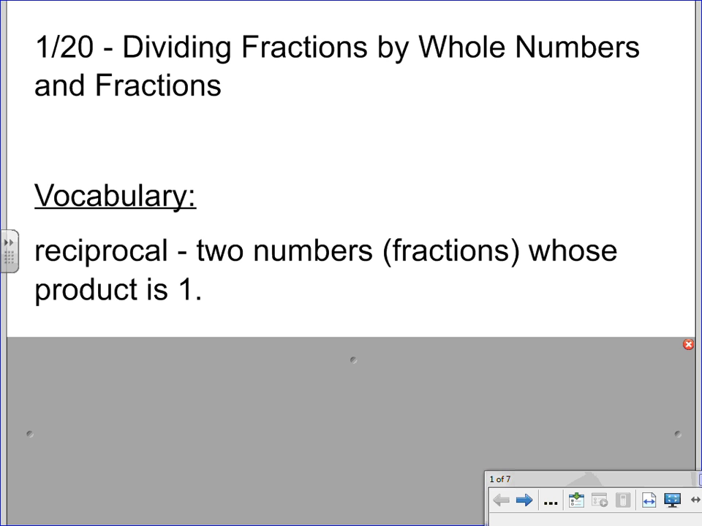Now, we're not going to address this right away. We're going to kind of come back to this idea later on. So keep this vocabulary term and this definition in your mind as we work through here, and we'll come back and see how this applies to what we're doing today.